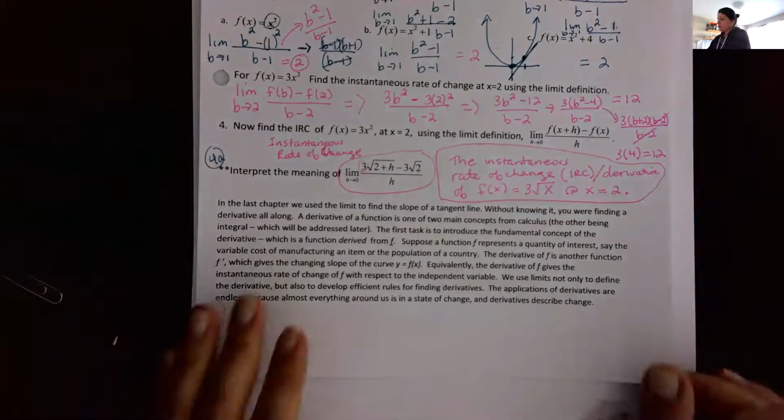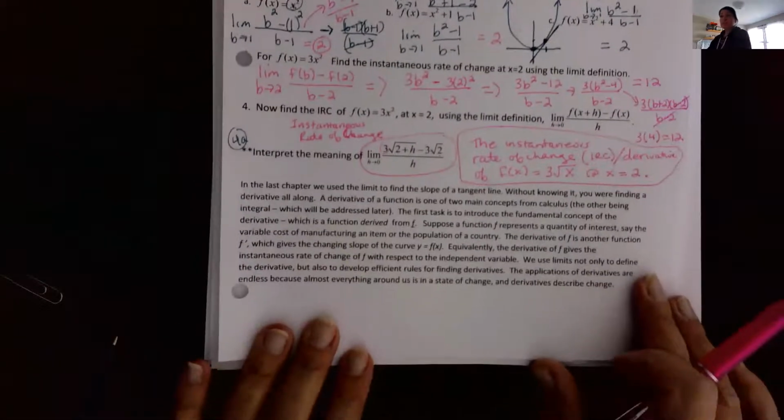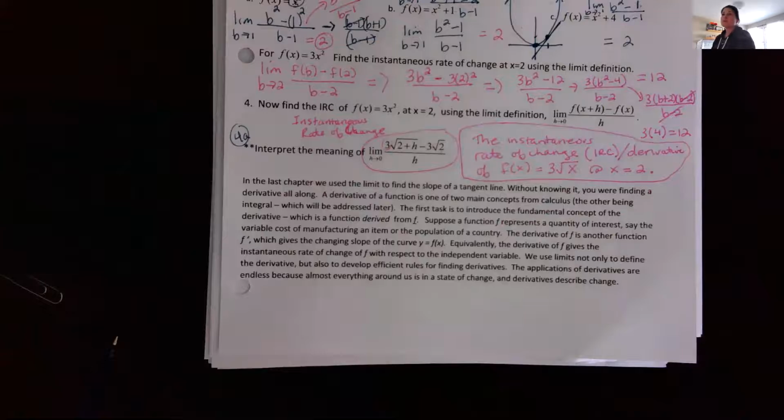Okay, so I don't want to read, but I'm going to read. In the last chapter, we used the limit to find the slope of a tangent line. Without knowing it, you were finding a derivative all along. A derivative of a function is one of two main concepts from calculus, the other being integral, which will be addressed later. The first task is to introduce the fundamental concept of the derivative, which is a function derived from f.